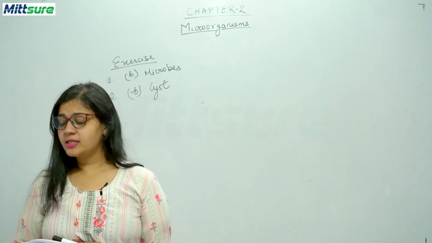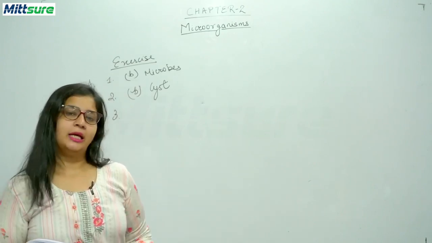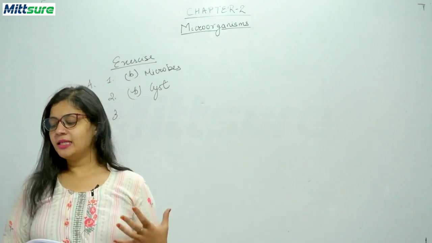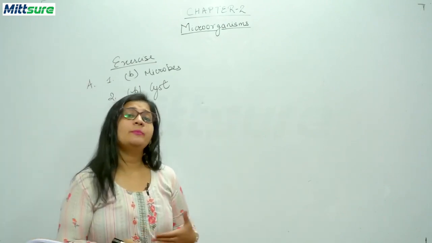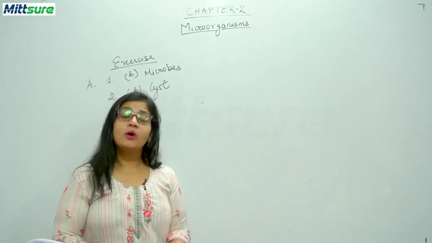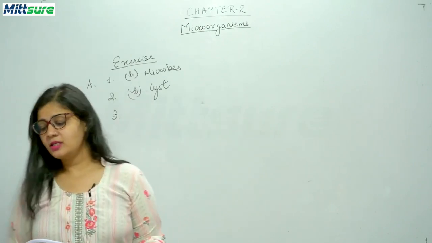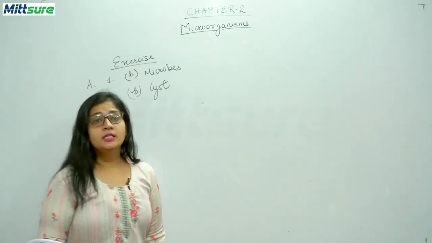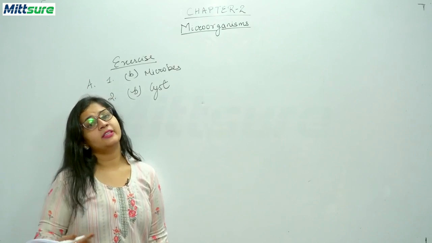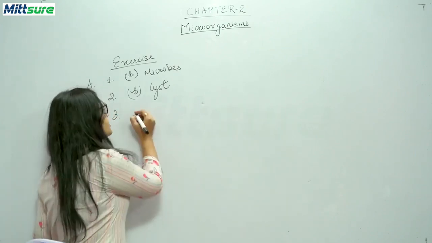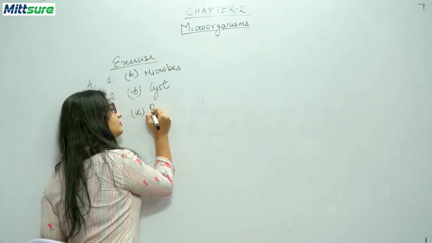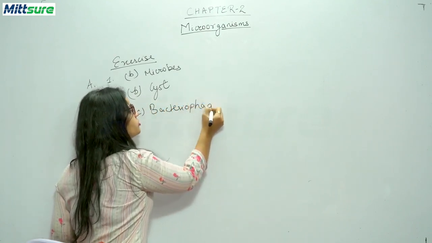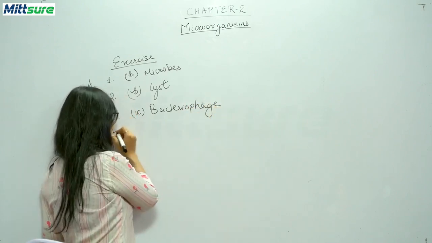Third, virus that infects the bacteria is called A, Aedes, B, Anopheles, C, bacteriophage, and D, none of these. Now students, this A and B, these are the names of mosquitoes, okay? So this is not a virus. Now none of these cannot be answered because bacteriophage is a virus that can infect the bacteria. So the correct answer is C, bacteriophage.